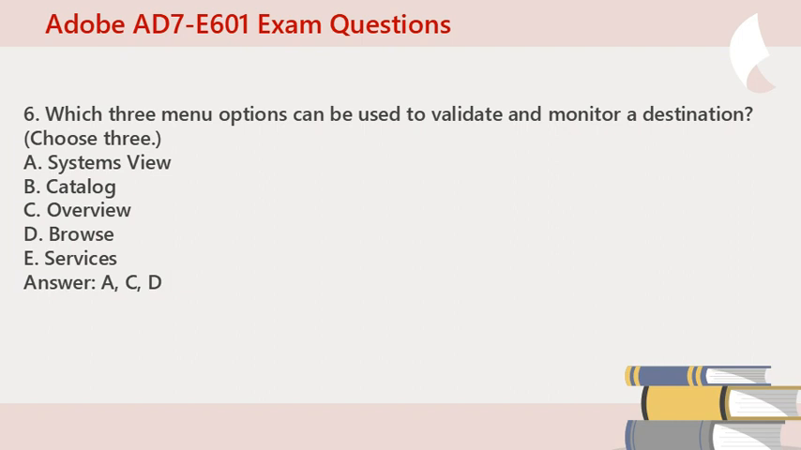6. Which three menu options can be used to validate and monitor a destination? Choose 3. A. Systems view. B. Catalog. C. Overview. D. Browse. E. Services. Answer: A, C, D.